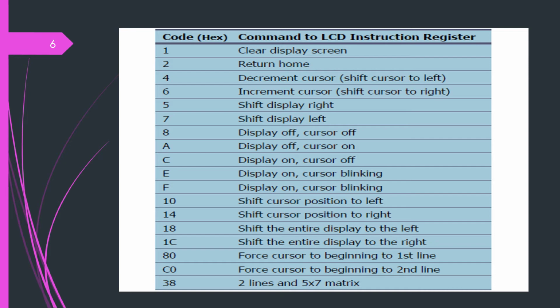Then command number 10 is shift cursor position to left. Command number 14 is shift cursor position to right. Command 18 is shift the entire display to the left. 1C is shift the entire display to the right. 80 forces the cursor to the beginning of the first line. C0 forces the cursor to the beginning of the second line. And 38 is 2 lines and 5 by 7 matrix. So these are the considerations with the help of which we are writing the code.